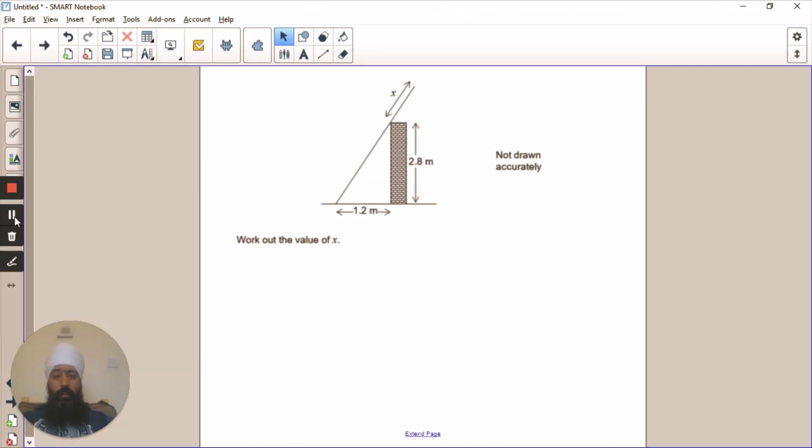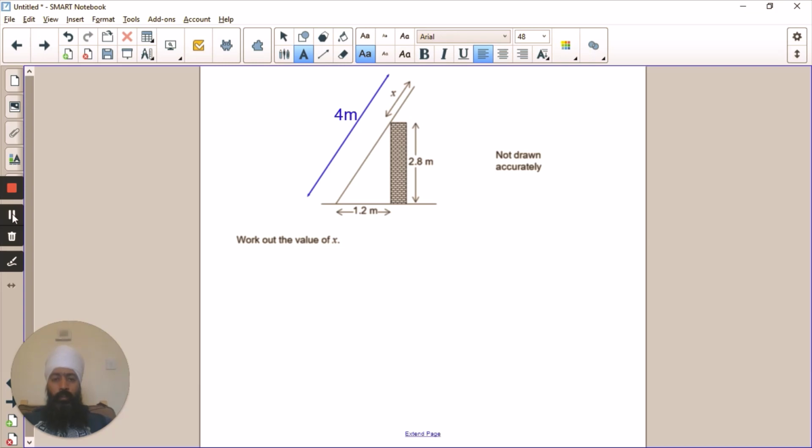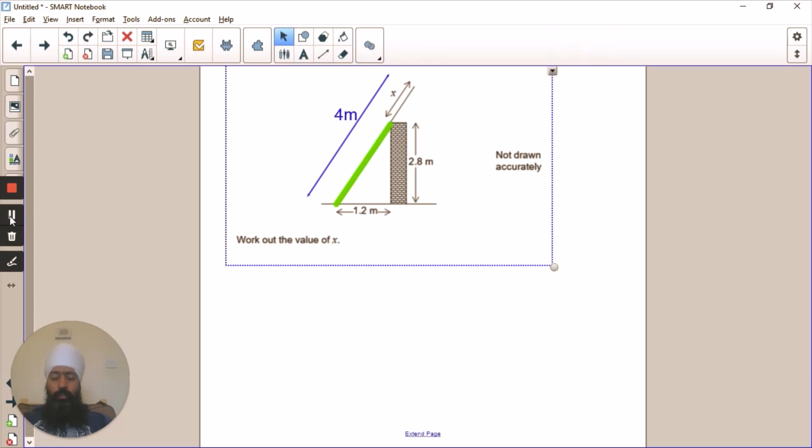Fantastic, well done. Now, looking at this question, all the key pieces of information are on the diagram, apart from the fact that the length of the ladder itself is 4 meters. So I'm going to start off by putting that on the diagram. Right, that's helpful because the difference between the whole length of the ladder and the part of the ladder that goes from the floor to the wall is equal to X, and that's what we're trying to calculate here. So the difference between the whole ladder, 4 meters, and that green part there is X.